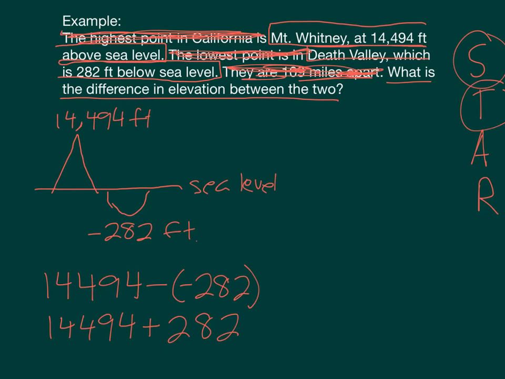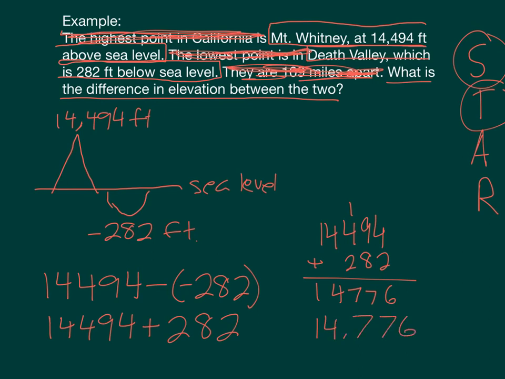So I have 14,494. I'm going to add 282. Make sure I line up my place values. And I'm going to add it up. I got 6, I got 17, I got 7, 4, 1. So my answer is 14,776 feet. I'm going to put a box around that.